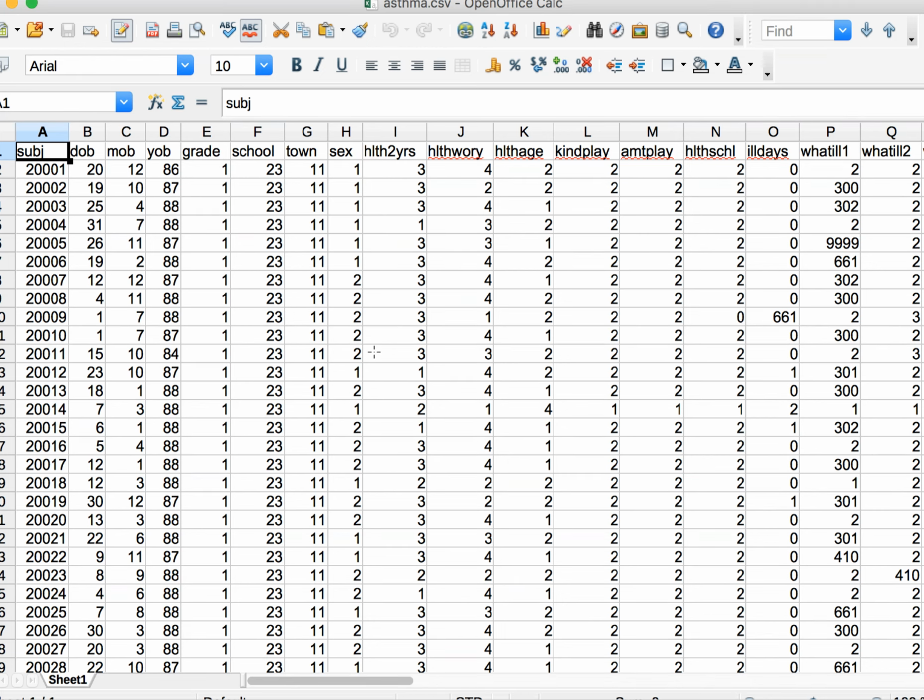So notice here we have a rectangular array. We have the subject identifiers here as the rows. The subject ID itself is a column. So we have rows and columns. In this case, a fairly big one. Notice here that everything's coded. Okay? We have their date of birth. We have their grade in school, the code for the school they went to, the code for the town, and so on. Everything was coded.